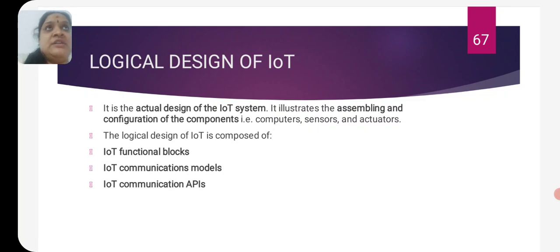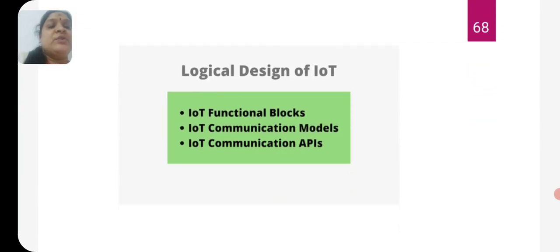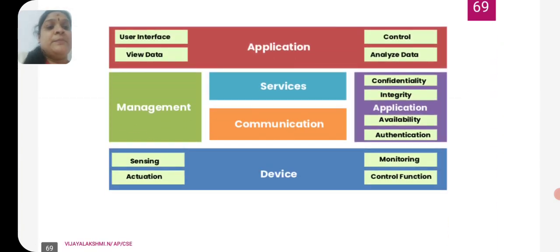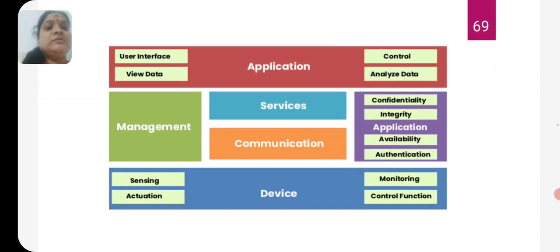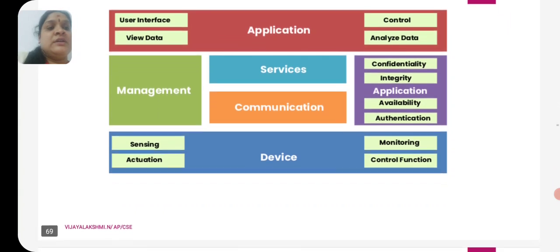What is actually the functional block, how communication is made, and how the users are interacting with the help of the application interface. These things we will see in the logical design. So these three things we are going to see: functional block, communication model, and communication API. This is the diagram for logical design.